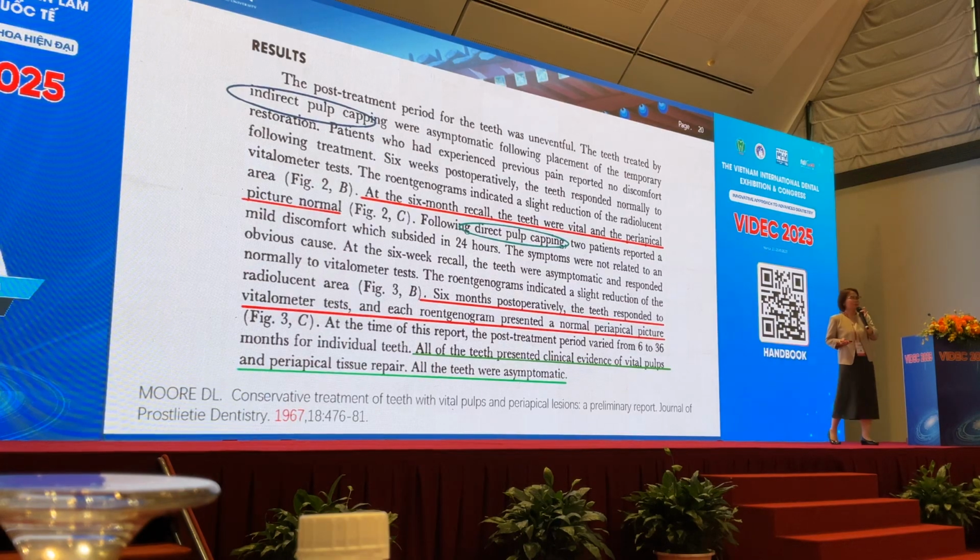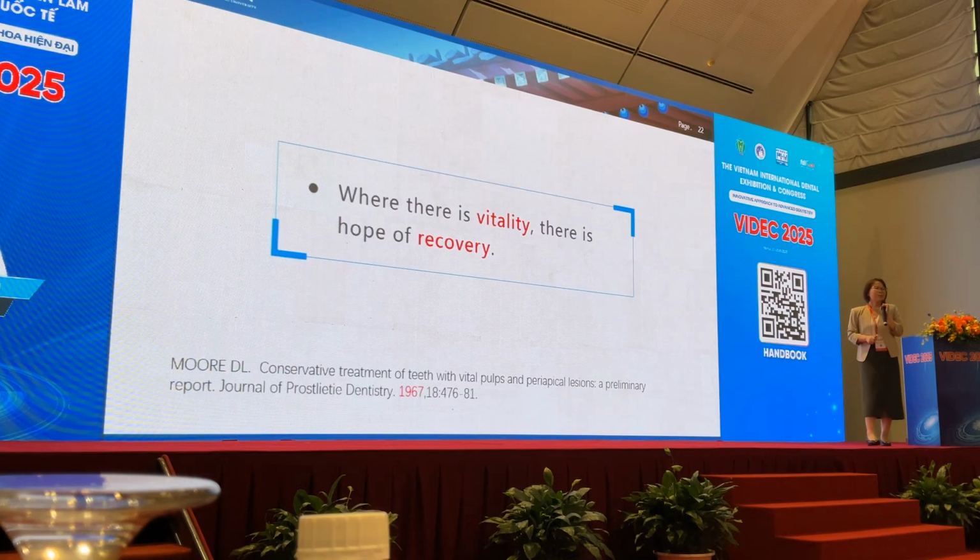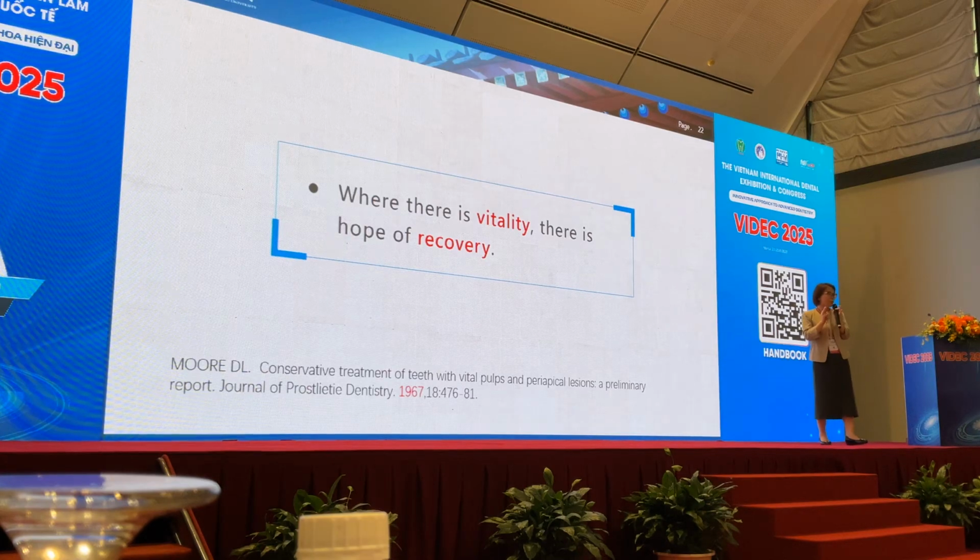Based on the result, it concludes that a tooth with a periapical lesion may contain vital pulp. Direct and indirect pulp keeping were effective. And based on the result and the conclusion, this is a stage where there's white light, the hope of recovery. Remember this sentence.